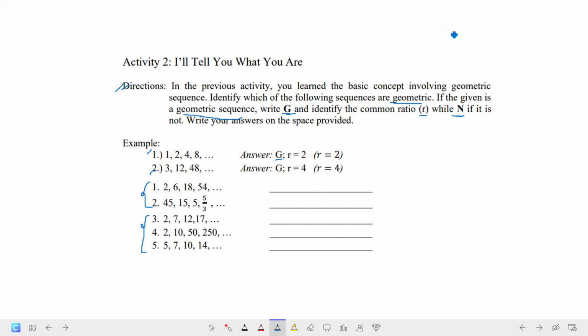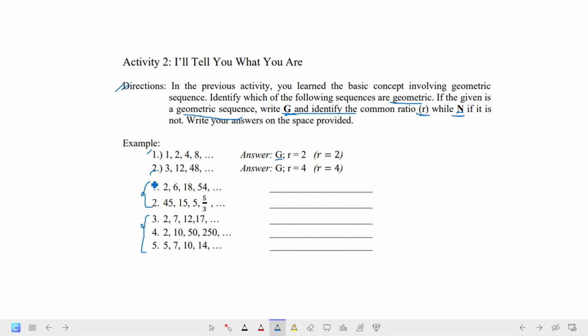So just like what I said, if we have a common multiplier, that is a geometric sequence. If we have a common difference, that is what we add to each term to get the next term. The leading term plus the common difference gives the next term. So what we write is N if we cannot generate a common multiplier. And if G is our answer, we will write the common ratio.